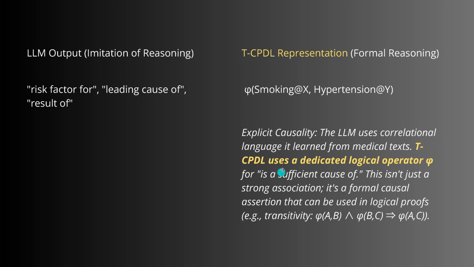But now this new solver uses a dedicated logical operator phi. And the meaning is "a sufficient cause of." This is not just a strong association, but a formal causal assertion that can now be used in logical proofs, transitivity, and so on. So you see, you need broader knowledge about what causes what, the relations between those elements, the probabilities, the densities, and the numerical factors.